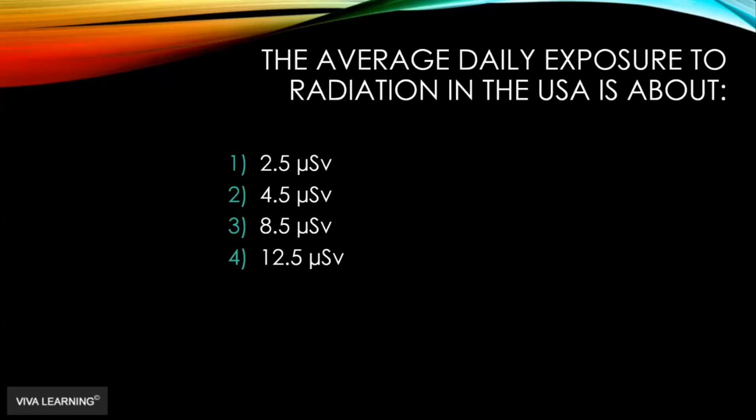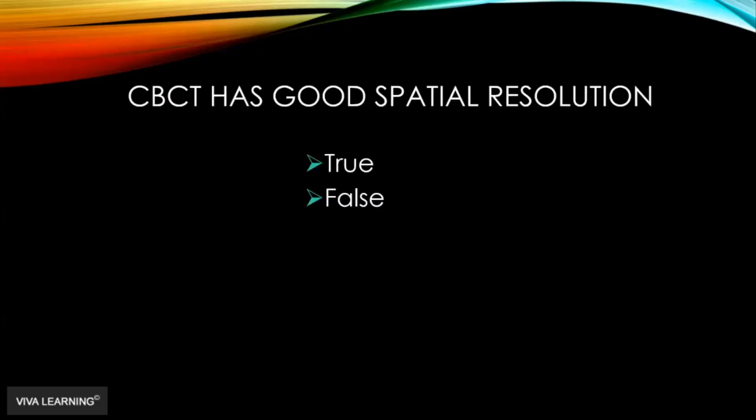So here's a little quiz for you. The average daily exposure to radiation in the US is about 2.5, 4.5, 8.5, or 12.5 microsieverts. And the answer is 8.5. Excellent. And CBCT has good spatial resolution. True or false? It's definitely true. It has way better spatial resolution than medical CT imaging.